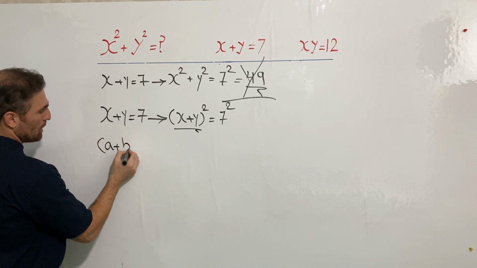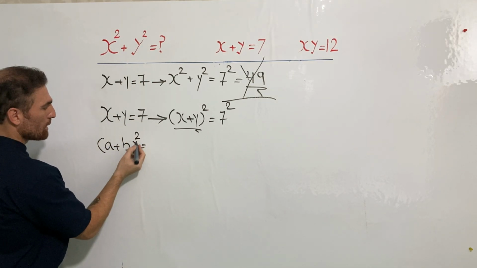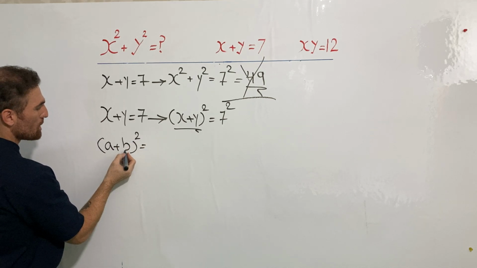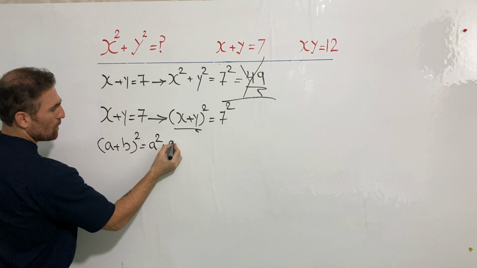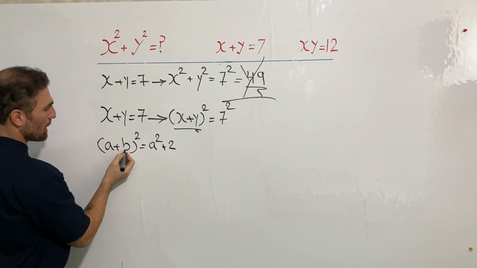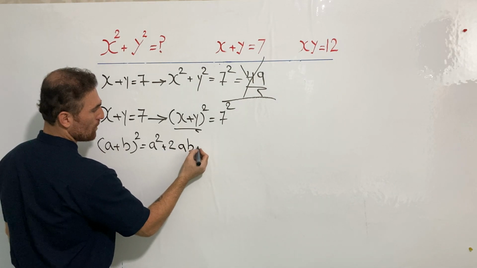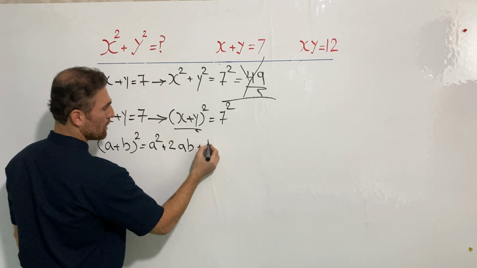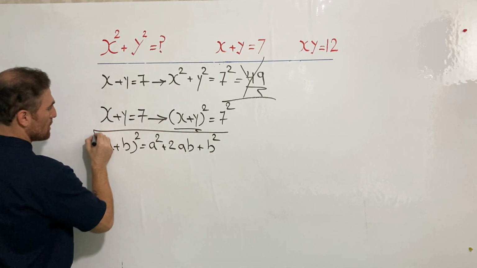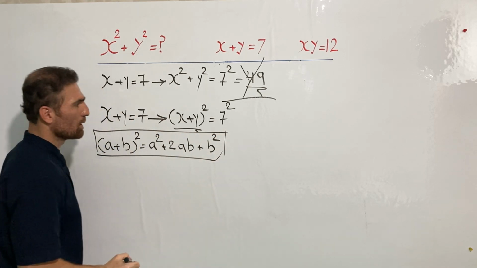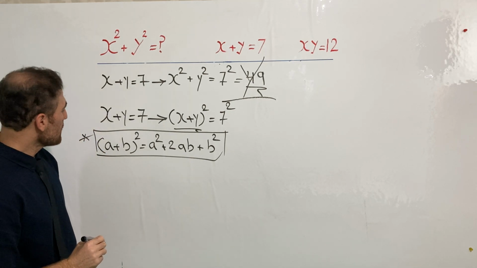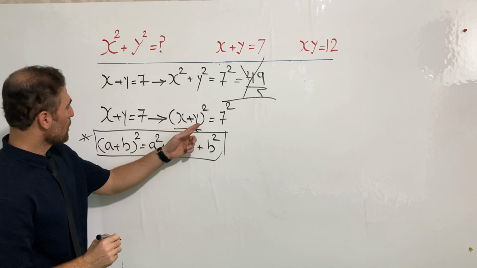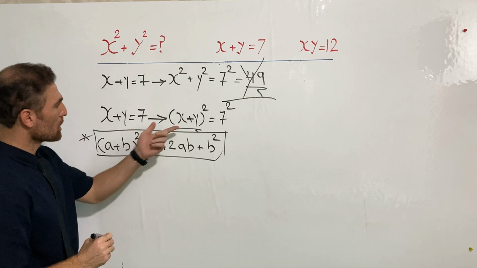(a plus b) squared, the square of the sum of two terms, is going to be first term squared plus twice the product of the first term and second term plus second term squared. So we need this algebraic identity to continue the solution. But let's use x and y instead of a and b to continue the solution.